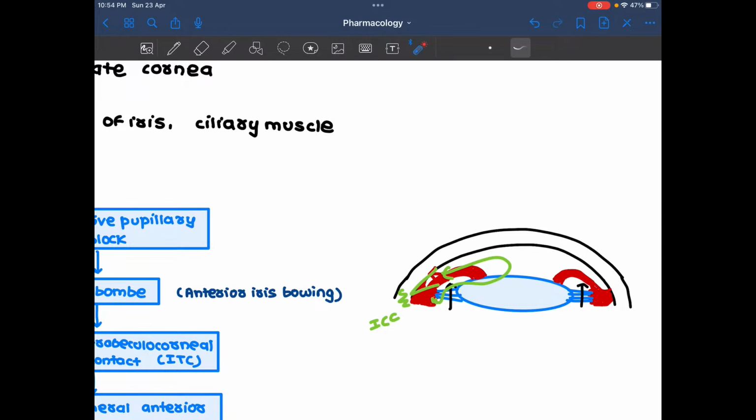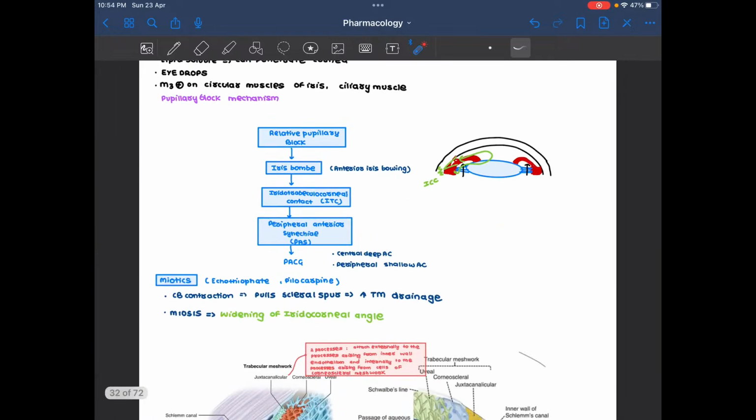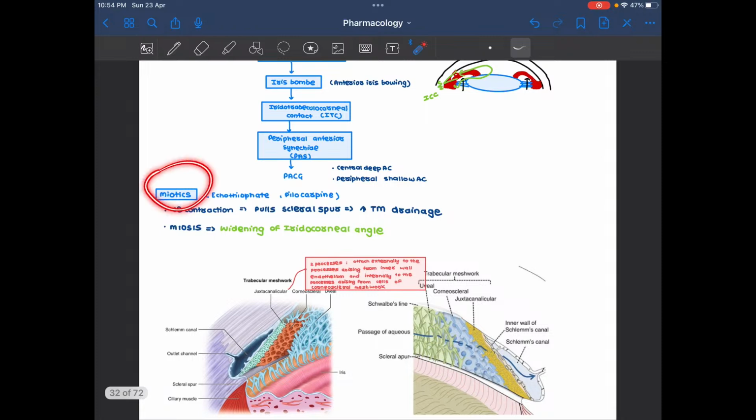Second thing that these myotics can do is they're going to even contract the ciliary body. And once they contract the ciliary body, they're going to pull on something known as the scleral spur. And what happens from this, guys? This trabecular meshwork is going to open up. So the trabecular meshwork is going to open up, and all of the aqueous is going to get drained by the trabecular meshwork. Whenever I give these drugs known as myotics, in this case I'm using pilocarpine.